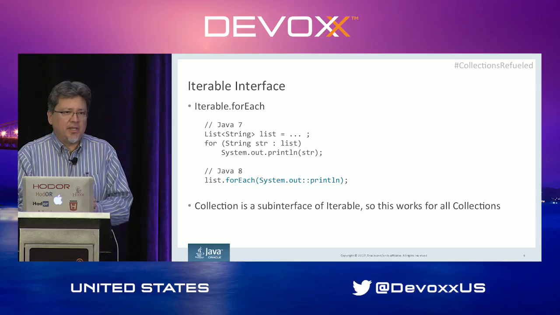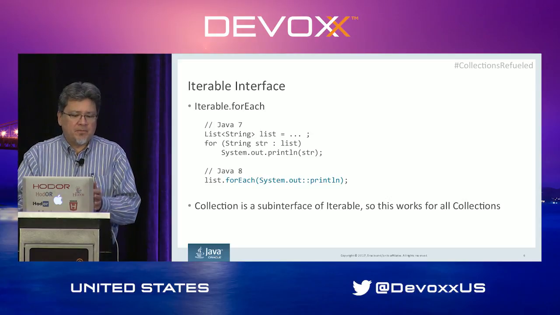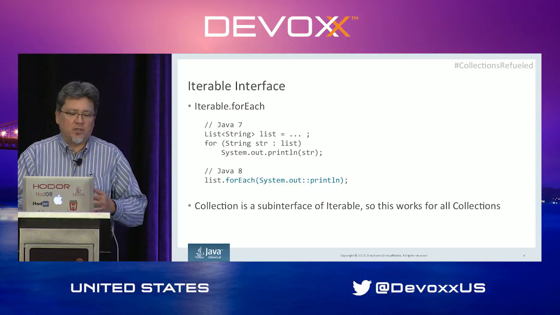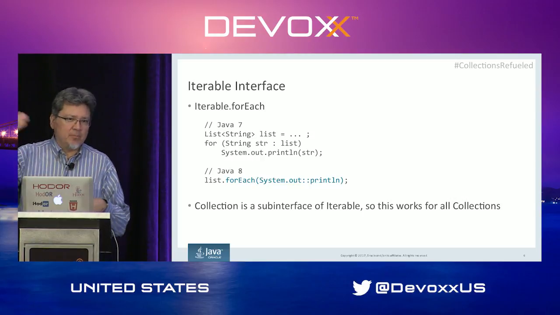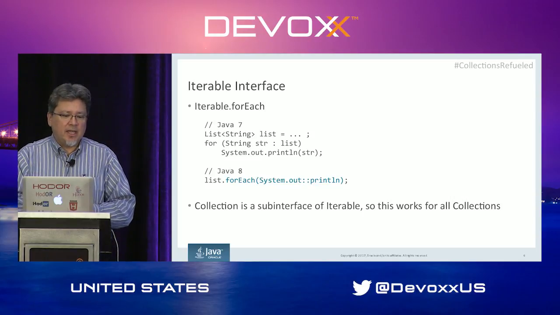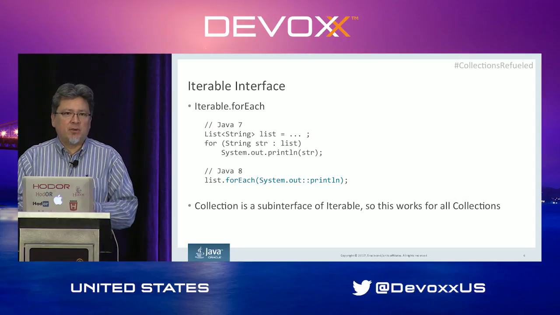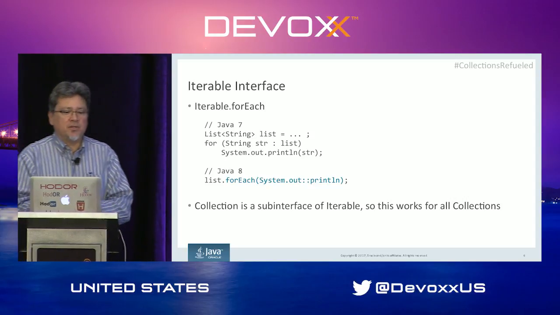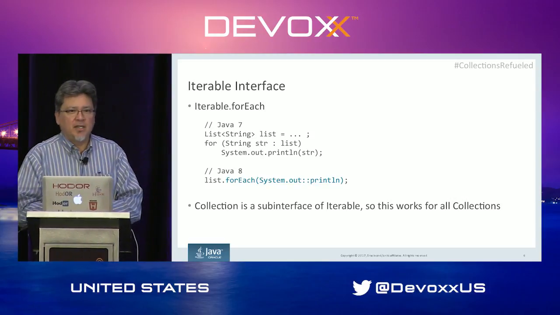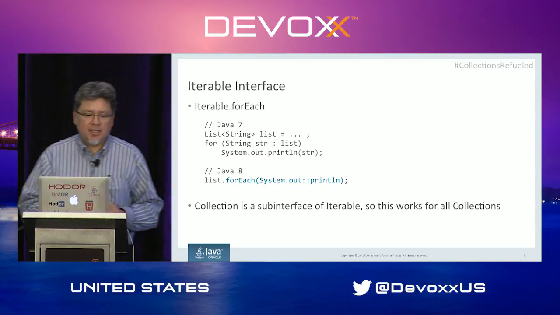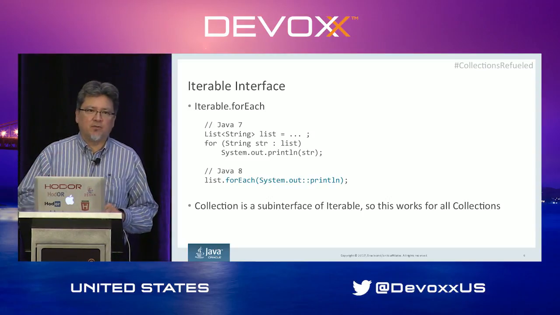So the iterable interface has been there since Java 5, but basically it allows you to use the enhanced for loop. So here I have pairs of code snippets. On the top, there's Java 7, and then down below a rewrite of that in Java 8. In Java 7, if you wanted to iterate over a list, you could use, officially it's called the enhanced for loop. Some people call it the for each loop. I tend to avoid calling it that because there's now a method called forEach.